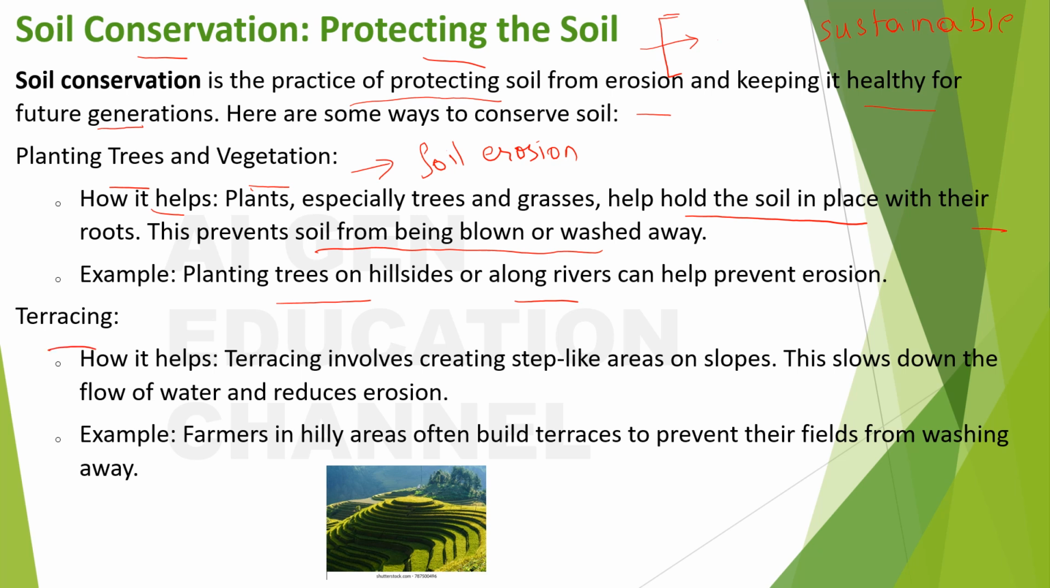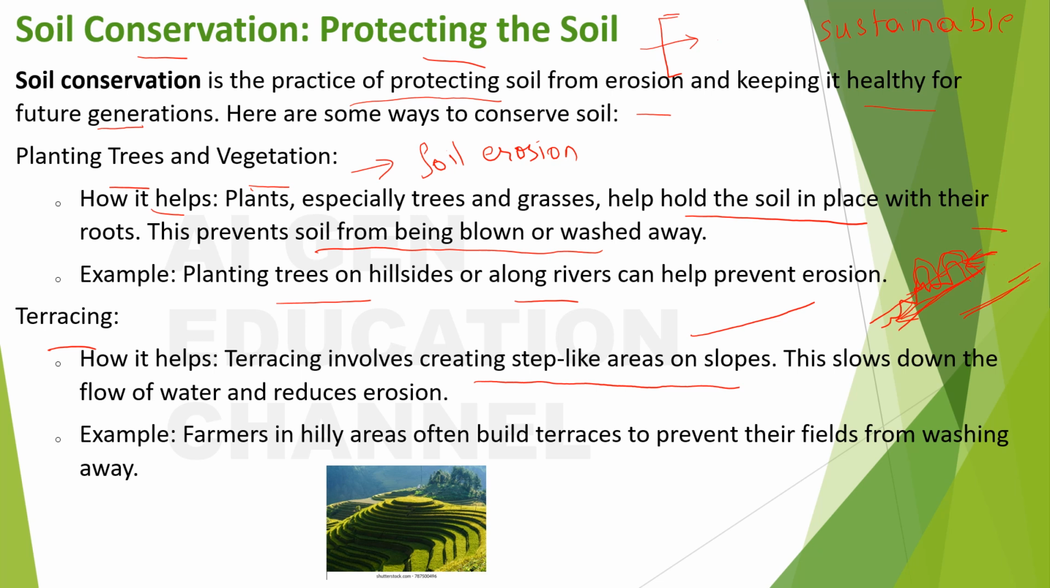Terracing. How does it help? Terracing involves creating step-like areas on slopes. Consider this is a sloping land, right? When you pour water here, just think, the water will just flow like this. But if you put some steps here, what happens? The water has to go like this, and the water may stop here. In the same manner, the soil sliding down the slope, if there are no obstructions like steps, it will be very fast. I think I have complicated the thing for you.